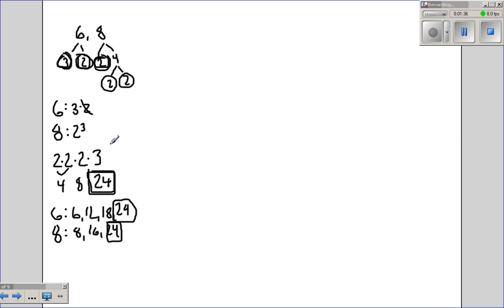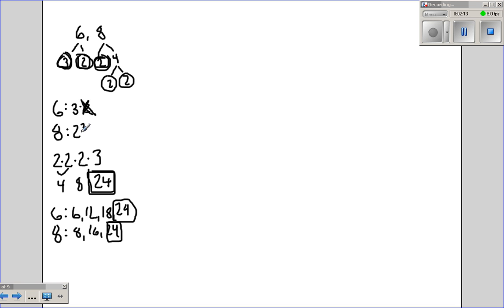Now here's the important part, is that you take the factor of the number that has the highest power. So in this case, 2 to the third is higher than 2. So we're not going to use this 2 from our factorization of 6, because this 2 right here is already included in this 2 to the third power. And that's really easy to see when we write it in exponential form, which is what 2 to the third power is. These are called exponents.